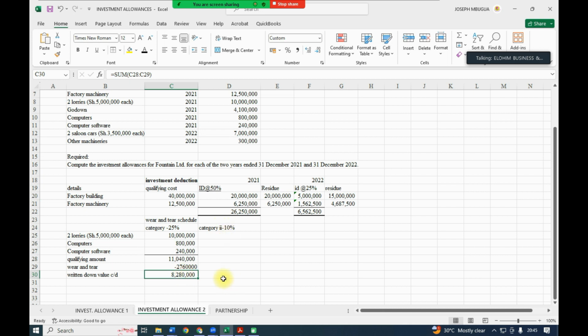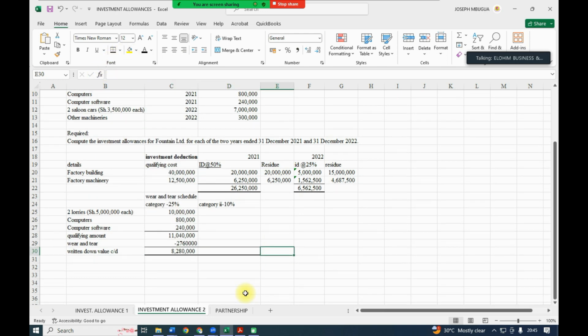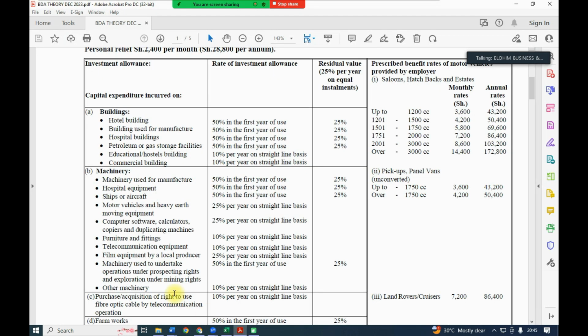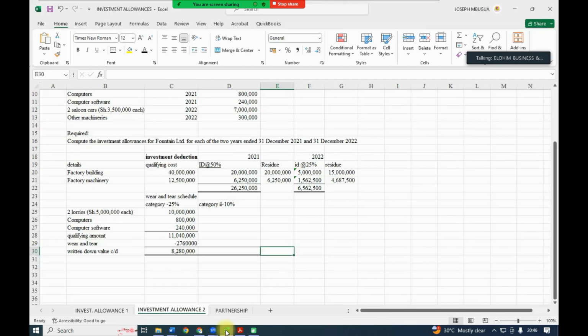Remember, category 2 we had nothing. So that is for the second now, second and subsequent, remember that was first year at 25. Whenever you are dealing with wear and tear, the one for 25 is 25% per year on straight line. The motor vehicle, heavy moving machine, computer software, calculators is 25% per annum on straight line basis, not on net book value. We are dealing with the straight line basis.